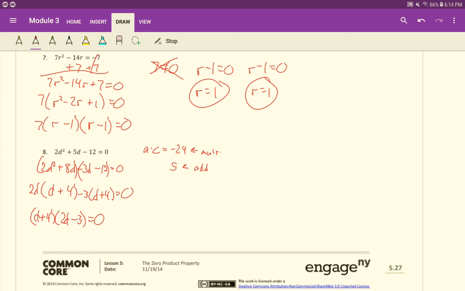And there we have our zero product property. Set each factor equal to 0. And so we get d equals negative 4 and d equals 3 halves. Actually, we don't skip all those steps. I'll add the 3 to both sides there, and divide both sides by 2. d equals 3 halves. There are two solutions.